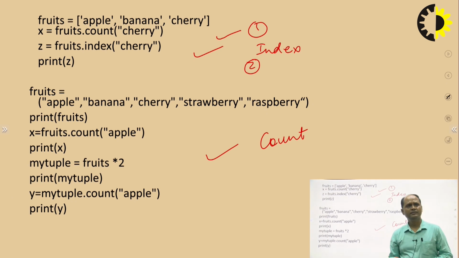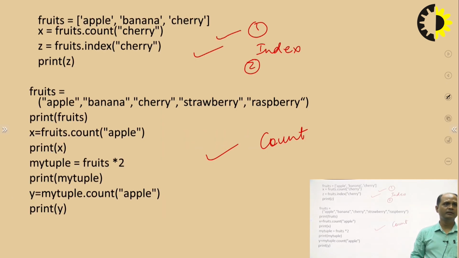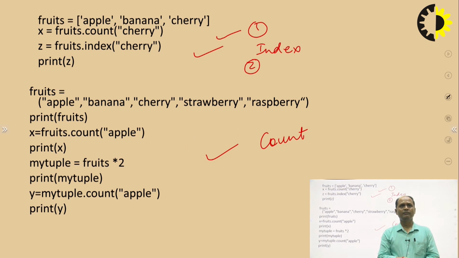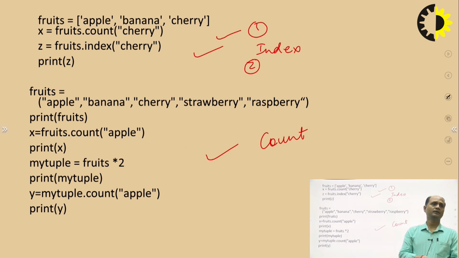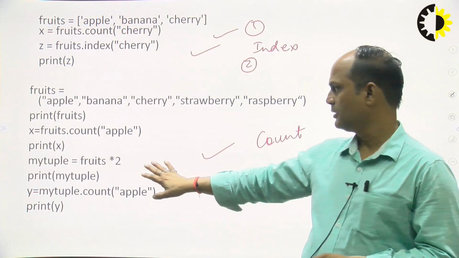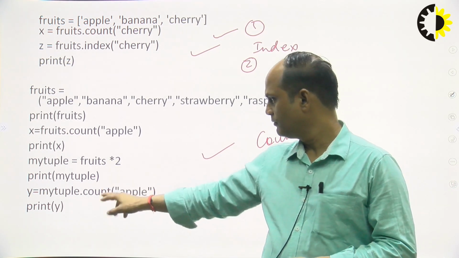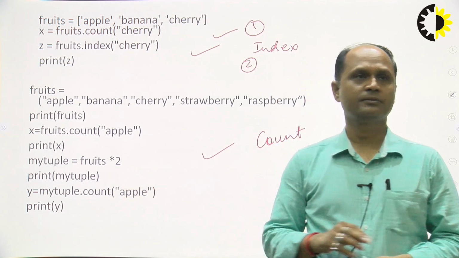So we can easily find the index position of a particular data item and the count using these methods. In the tuple example, suppose fruits, this gives the output, and after multiplying by 2, we can replicate the values.